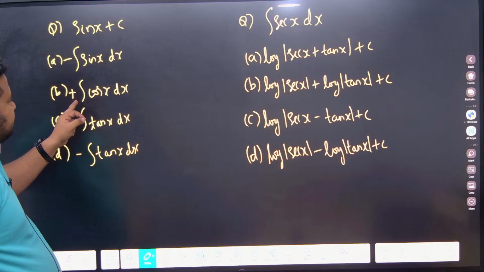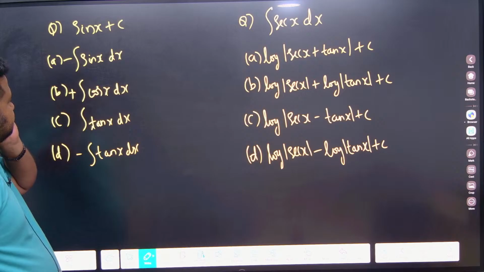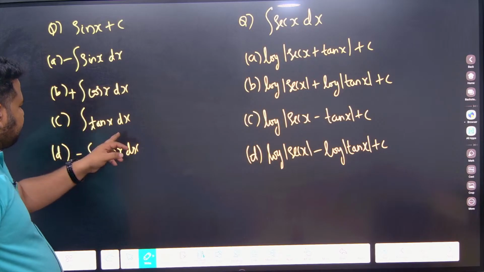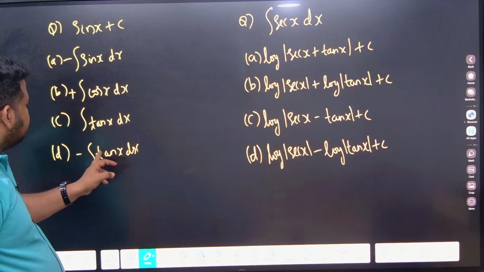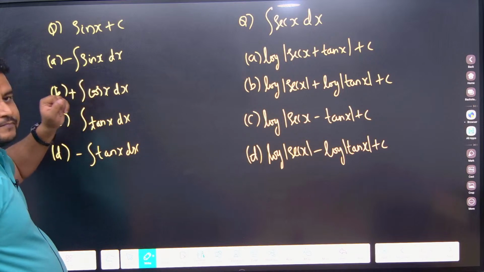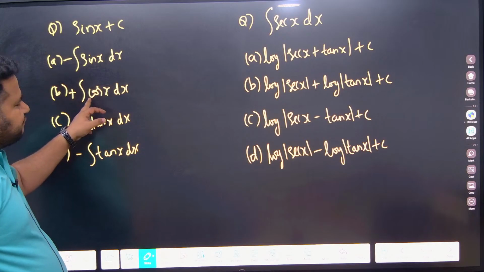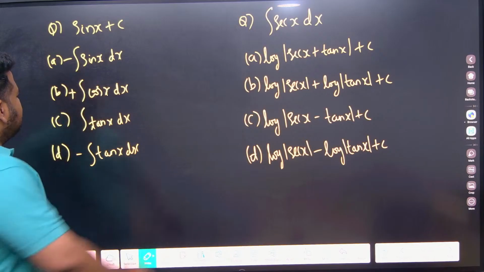If I integrate cos x, I will get minus sin x, yes or no? If I integrate tan x, I have not given the formula for tan x. Integrate sin x, what will I get? Minus cos x. If I integrate cos x, what will I get? Sin x. So this is the right answer.